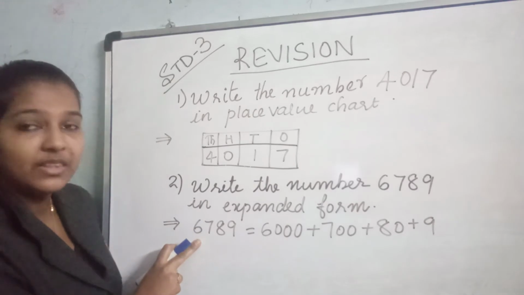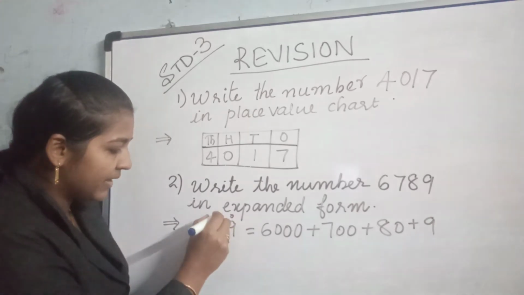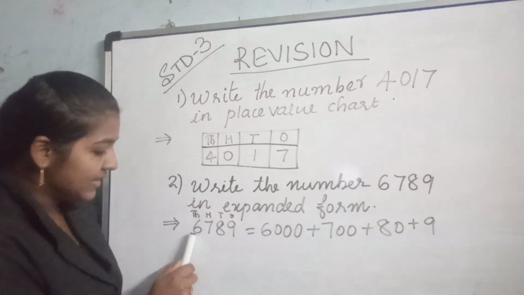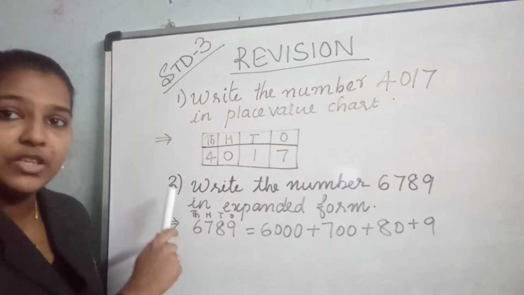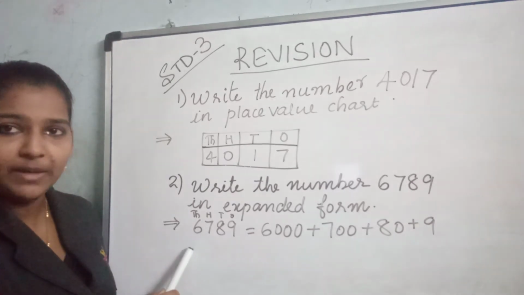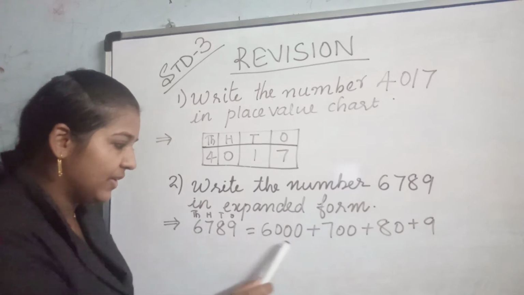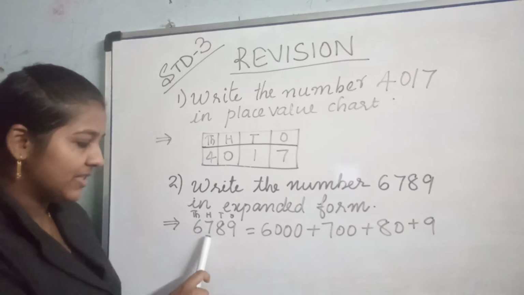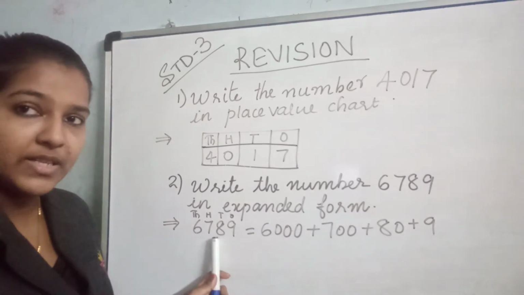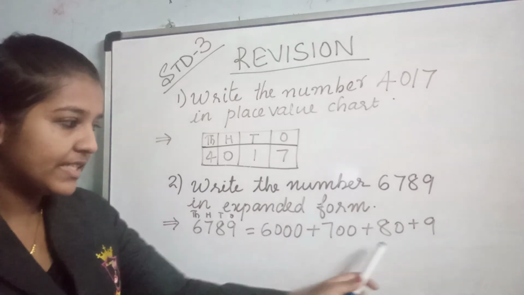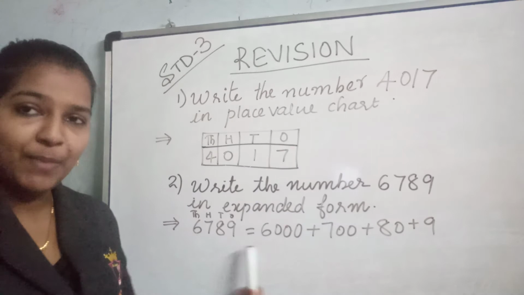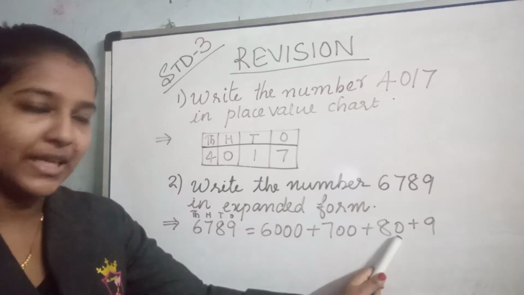Okay. So, here 6 is in thousands place, isn't it? 9 in ones place, 8 in tens place, 7 in hundreds place and 6 in thousands place. So, 6 into 1000 is the place value of 6. So, 6 in thousands place, that's why it is 6000. Then, 7 in hundreds place, so 7 into 100, 700. Now, after that, 8 in tens place, that is 8 tens, 80. Then 9 in ones place, so 9 into 1, 9. So, the expanded form of this number is 6000 plus 700 plus 80 plus 9.